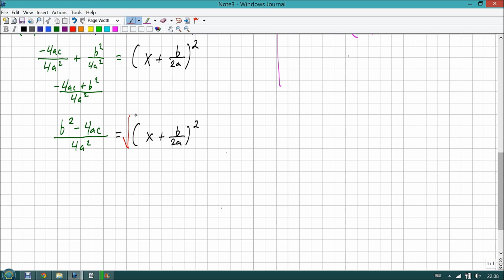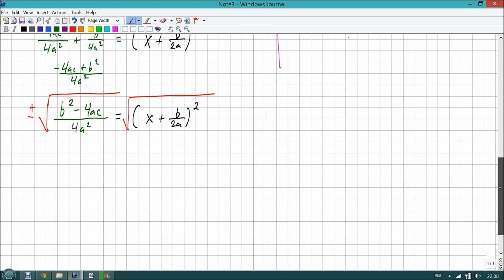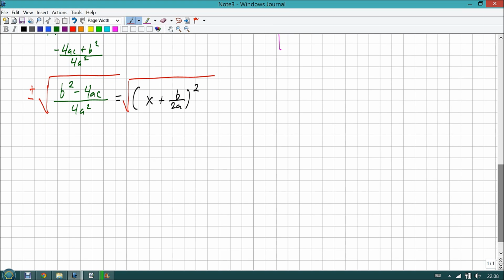Alright, now after that, what we need to do is take the square root of both sides. So I take the square root of the right and the square root of the left. Note when I do that, that's really the plus or minus version of it. If you take the square root of something squared, it's always the absolute value of it, so you don't have to worry about that. In fact, that is one definition of the absolute value of something, is the square root of something squared.